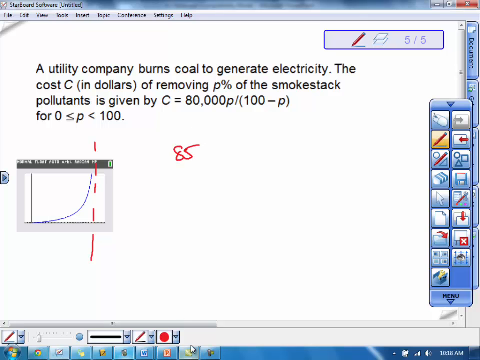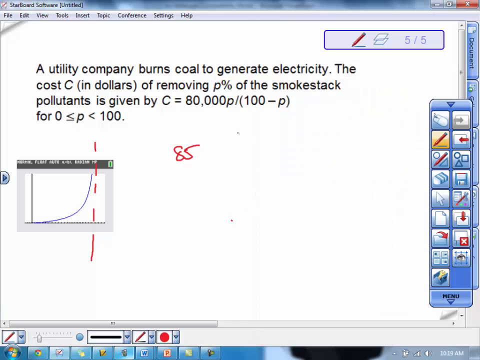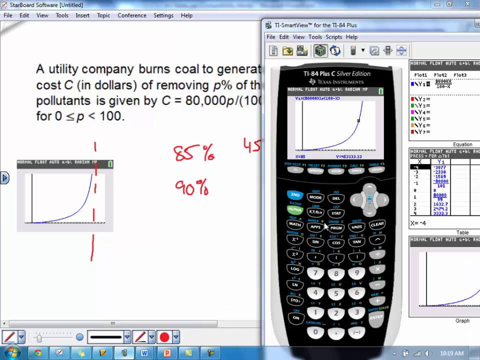The easiest way to do this for me was to take the calculator and do second calculate value at 85%, and find out how much it costs to have 85% of the pollutants gone, and that would be 453,333.33. And then if I got rid of 90% of the pollutants, I'd do second calculate value for 90, and that gives you 720,000.